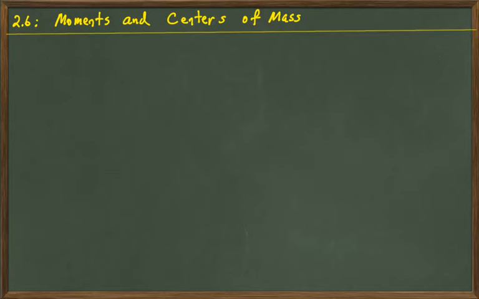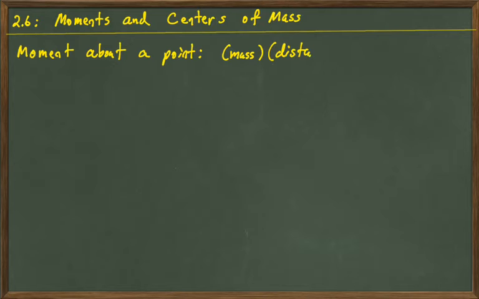Okay, this is the first of 3 videos going over section 2.6, and we're going to be looking at moments and center of mass. So first we'll look at a moment about a point. And that's going to be the mass times the distance from that point.